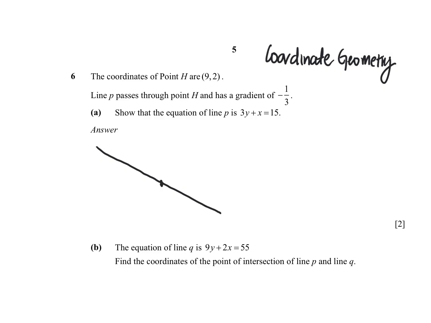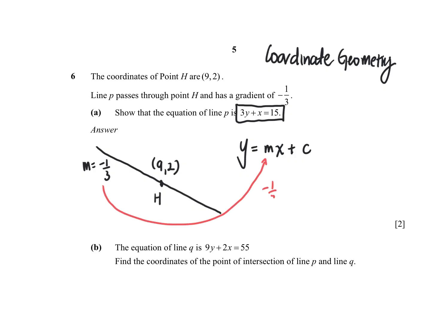Okay, so this is the point 9, 2. Because the gradient is negative, I just realized. So since the gradient is negative, it's downward, it passes through 9, 2. They say, can you show that the equation of the line is this? So we know the equation of a straight line is y equals mx plus c. So the gradient is minus 1/3. You can put it in. But you need to solve for c, which you don't know what it is. But you know the x on the line is 9. The y is 2. So you can put those 2 values in.